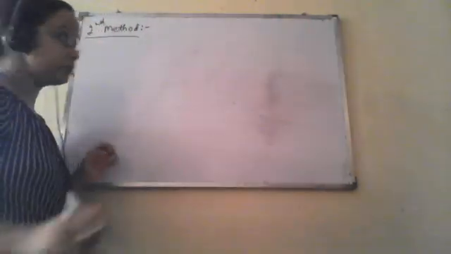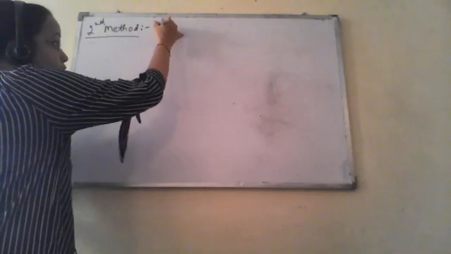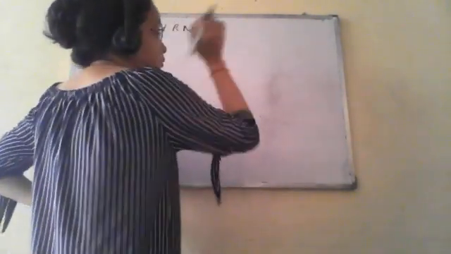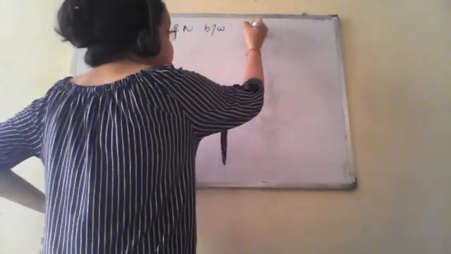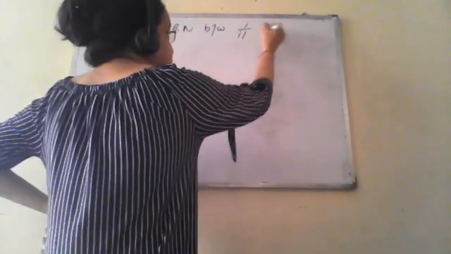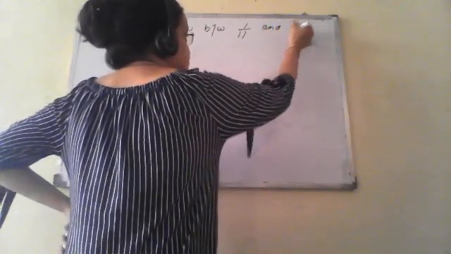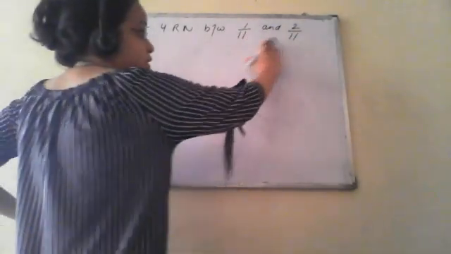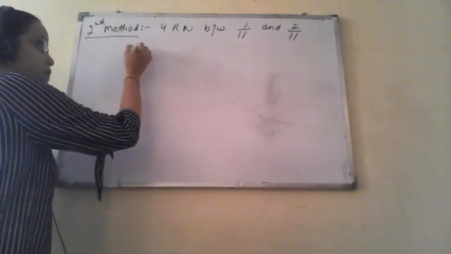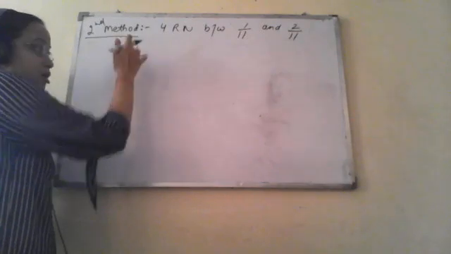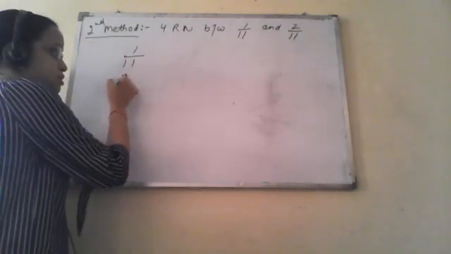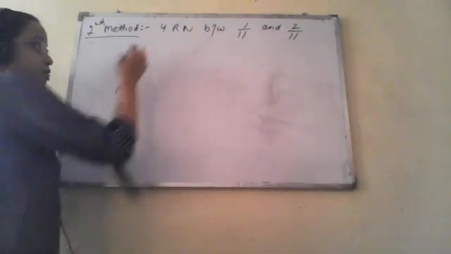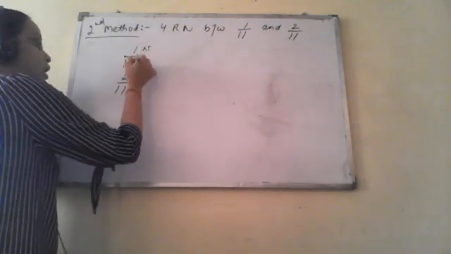Now we will take one more example. Suppose we have to find 4 rational numbers between 1 upon 11 and 2 upon 11. Now we will find the equivalent terms of these. So this is 4, we will multiply these fractions by 5.